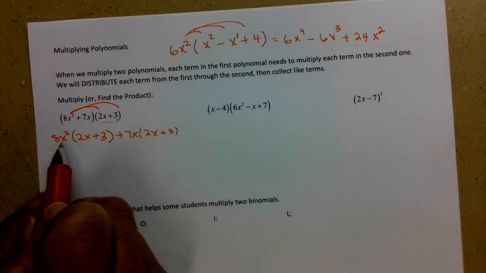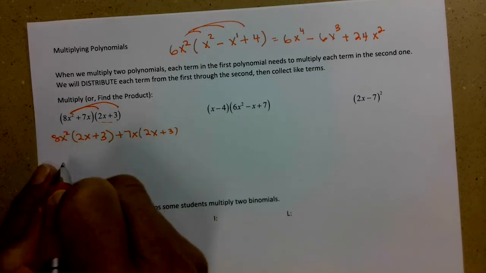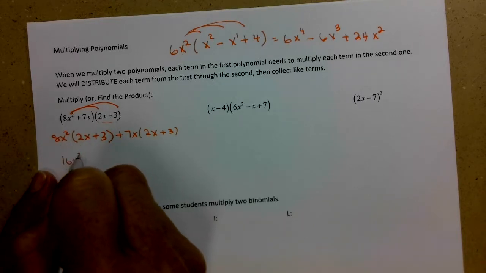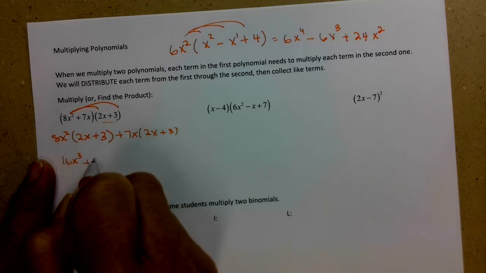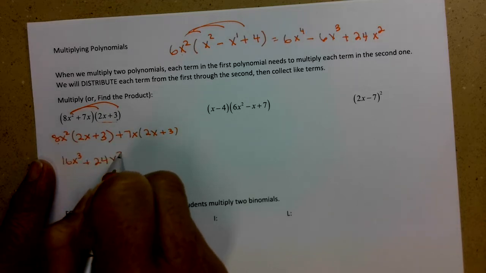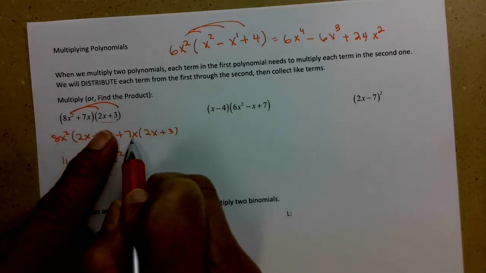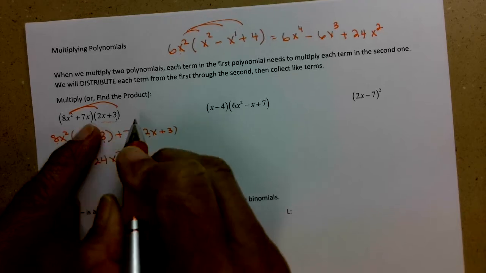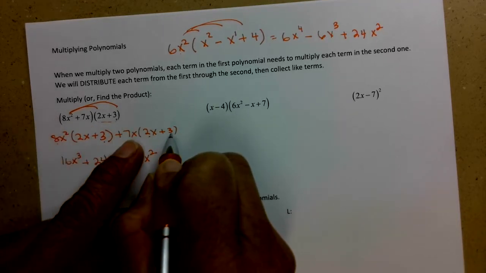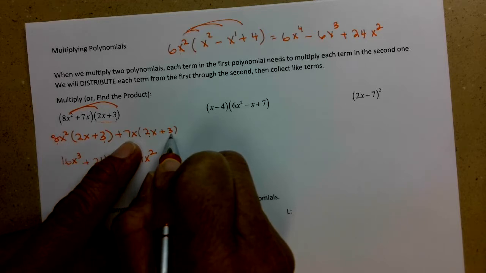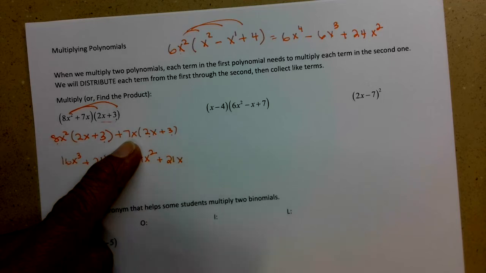So right within here, I'm going to distribute the 8x squared. We're going to get 16x cubed, and then plus, what do I get? 24x squared. So now the 8x squared has gone through, and now we'll do the next one. I have 7x times 2x, so that's plus 14x squared. And then the 7x also multiplies the 3, so that'll be plus 21x.